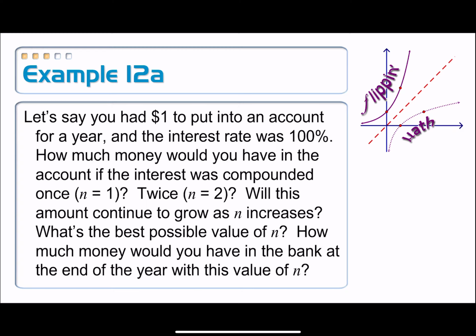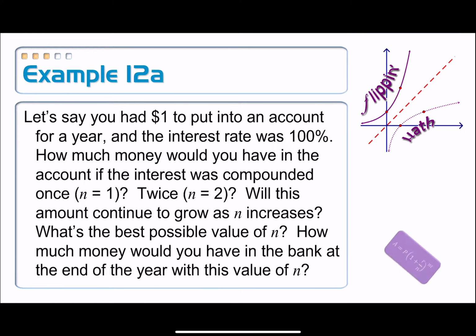Okay, so we want to know what happens if it's compounded once, twice. Does it continue to grow as n, the number of times that you compound it, increases? Does it continue to get bigger and bigger infinitely? Do you remember what the compound interest formula is?